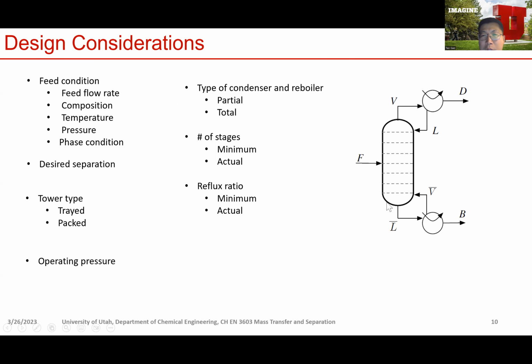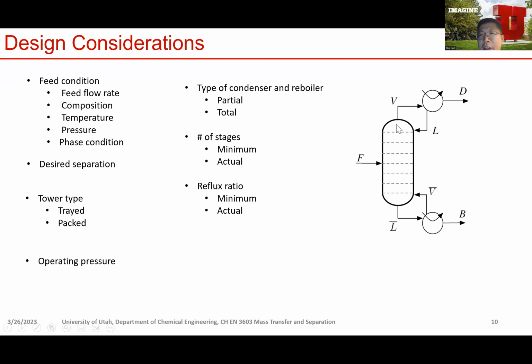Similarly for the reboiler. Number of stages, right? For a tray tower, how many stages do you need? What's the minimum number of stages? What is the actual number of stages to achieve the desired separation outcome? What is the reflux ratio, right? What is the minimum reflux ratio and what's the actual reflux ratio, right? Again, reflux ratio is basically the ratio of L over D, right?